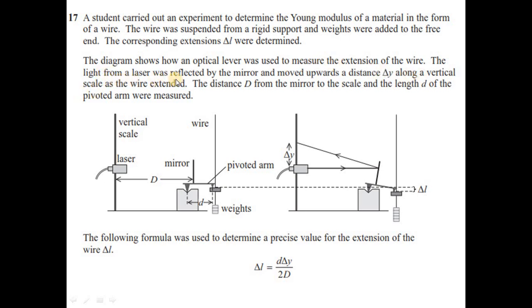The light from the laser was reflected. So this is the reflected light here, by the mirror, and moves upward a distance delta Y along a vertical scale as the wire extended. The distance D from the mirror to the scale and the length d of the pivot arm are measured. So this is capital D and this is small d.